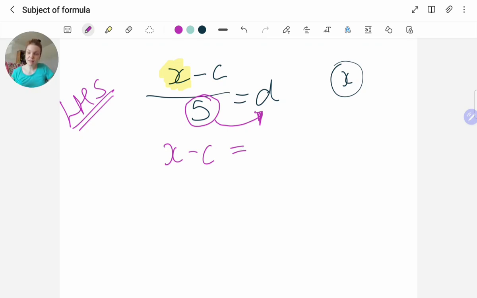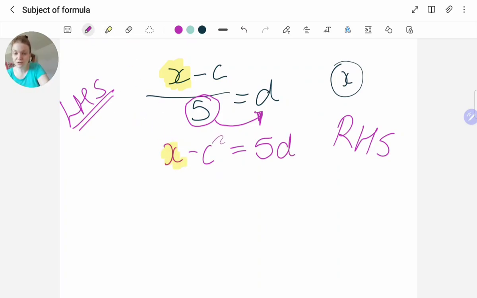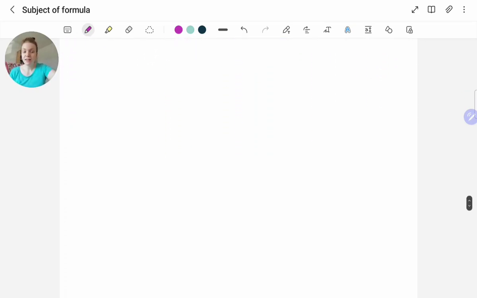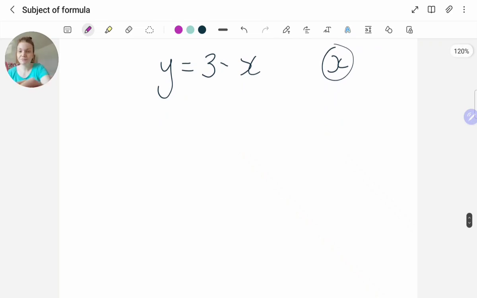Now, the 5 is being divided on the left-hand side, so it's going to be multiplied on the right-hand side, and 5 times d is 5d, okay? Then x is still not by itself, so we're going to take our minus c across, leaving us with x equals, write what's already there, 5d, minus c becomes plus c.